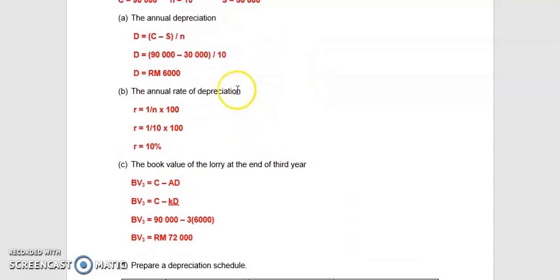Okay, but scrap value 30,000 here. 30,000 is the value of the asset at the end of useful life. So meaning to say that at the end of 10 years, the value of the lorry is only 30,000. Okay, so that is the difference between scrap value or salvage value and book value.